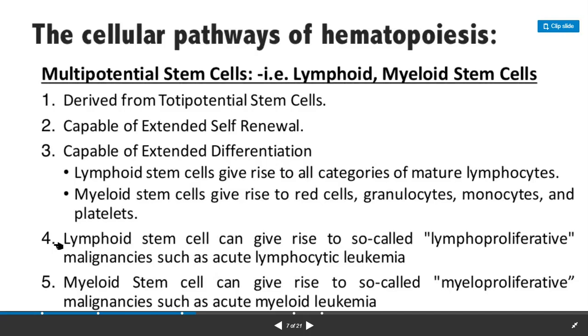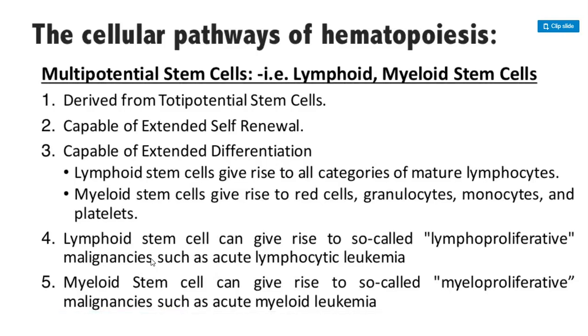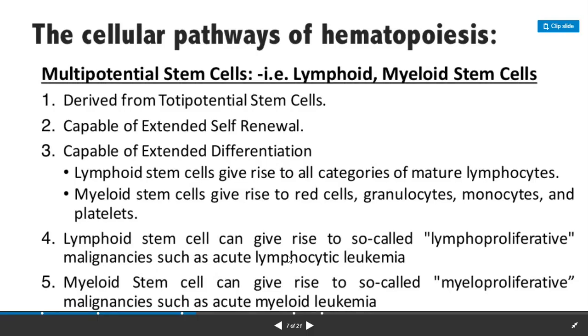Now, number 4, the fourth thing you need to know: lymphoid stem cells can give rise to so-called lymphoproliferative malignancies. So now this is a kind of cancer of the white blood cell, of the lymphocyte, which is called acute lymphocytic leukemia. So in lymphoproliferative malignancies, there is excessive proliferation of lymphocytes. So you see the lymphoid stem cells giving rise to excess lymphocytes. There is proliferation of the lymphocyte in excessive number.